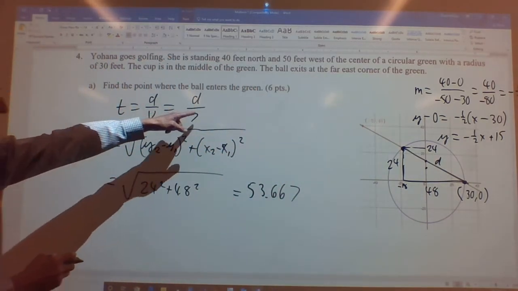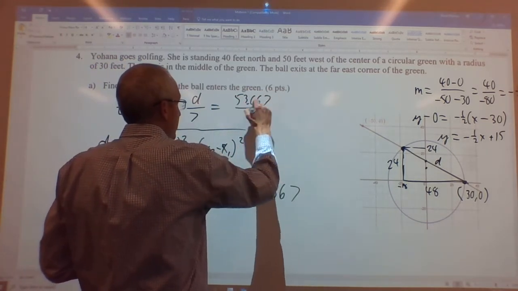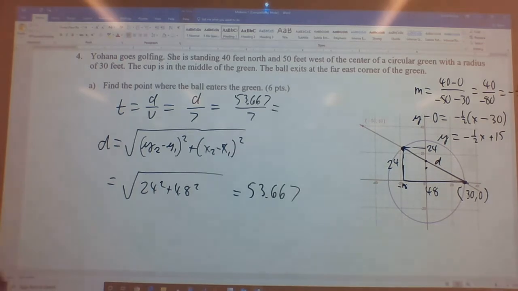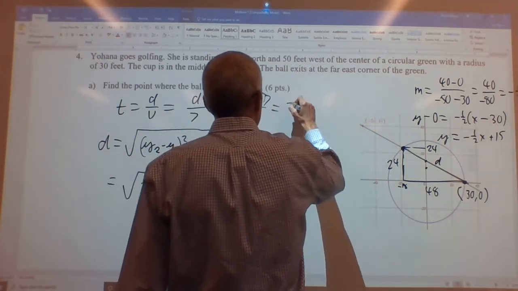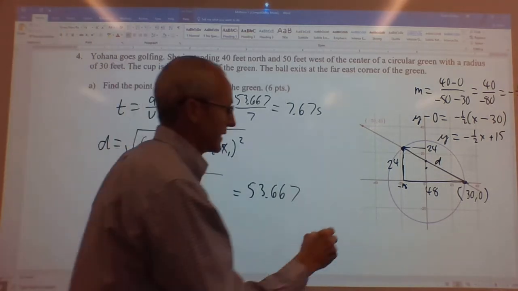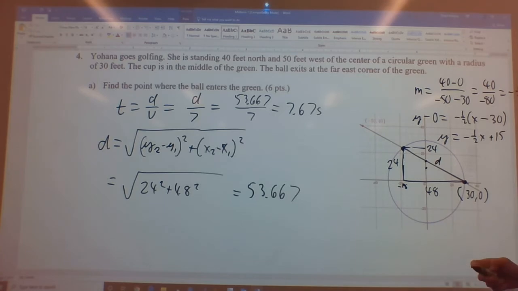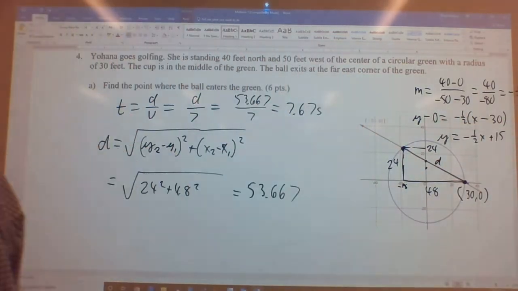And then the time is that number divided by 7, 53.667 divided by 7, which I got was 7.67 seconds. Okay, it takes 7.67 seconds to get from here to here. All right, now the last part.